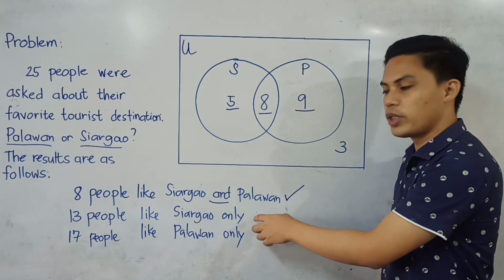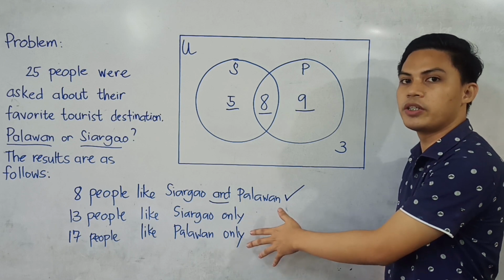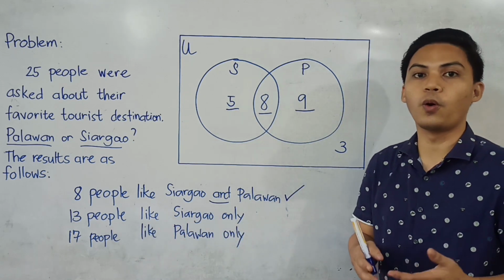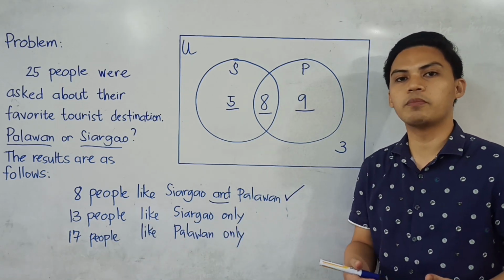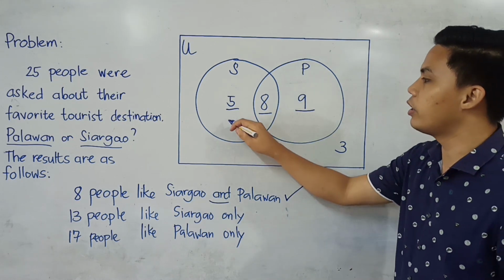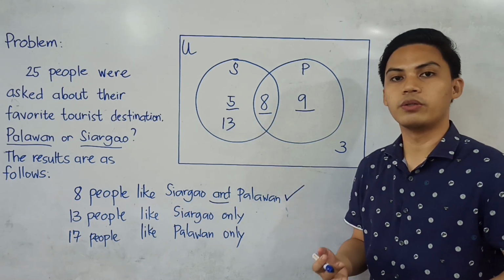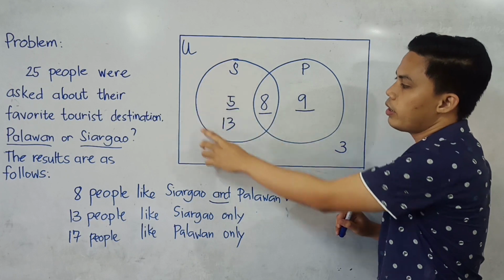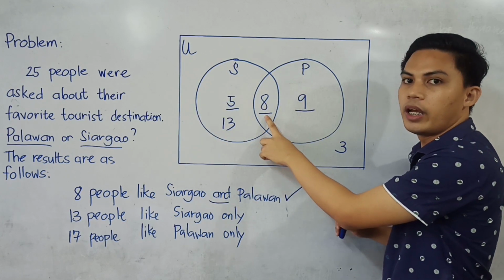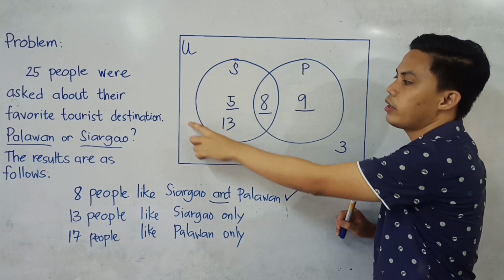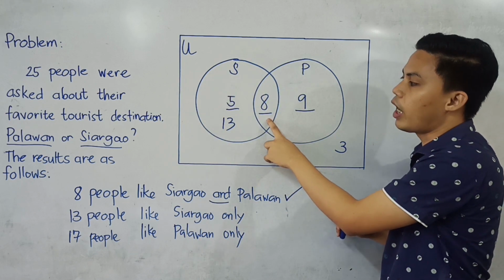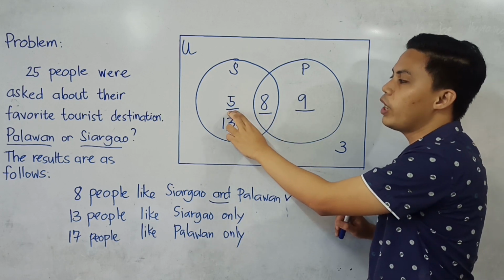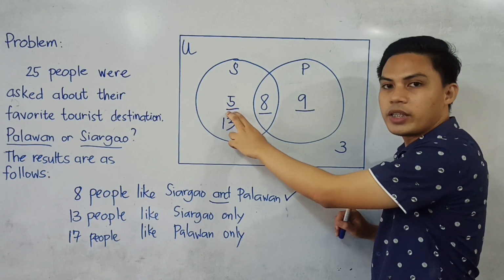Next, so you can use the second or the third information. So, depende sa inyo. So, let's have the second information. Sabi dito, 13 people like Siargao only. Okay. So, yung common mistakes ng mga bata or yung mga students, nilalagay agad nila dito si 13. Which is wrong. Bakit mali? Kasi nga, kung titignan natin yung buong Venn diagram, sa set S, may nakasulat na agad na 8. Again, yung 8, member pa rin siya ng set S natin. So, sa madaling salita, yung 13, kailangan natin bawasan ng 8 before natin makuha kung ilang tao ang gusto niya na sa Siargao lang talaga.